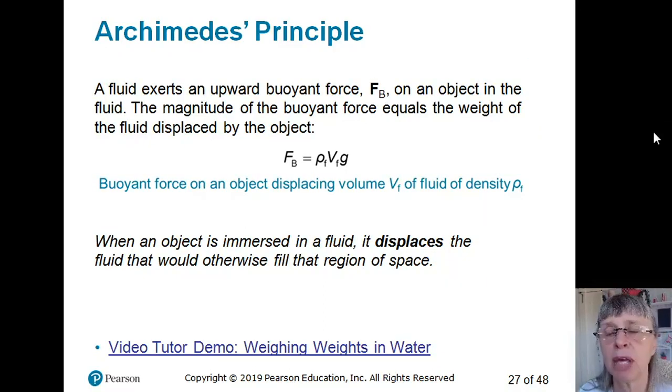So I'm going to skip the algebra derivation and just tell you the buoyant force on any object in a fluid is equal to the density of that fluid times the volume of the fluid that has been displaced, times gravity. Anytime an object is immersed in a fluid, it is displacing some of the fluid that would be there if the object weren't there. That's what I mean by the volume of the displaced fluid.